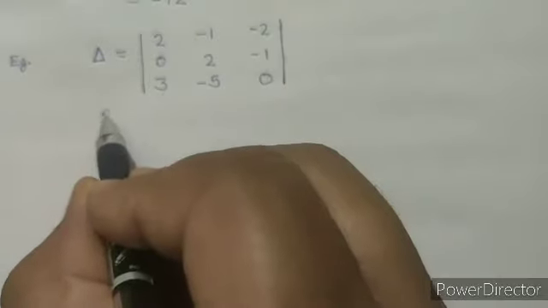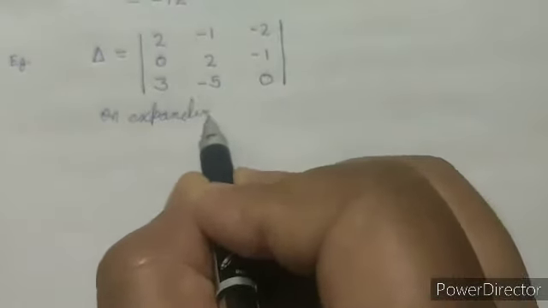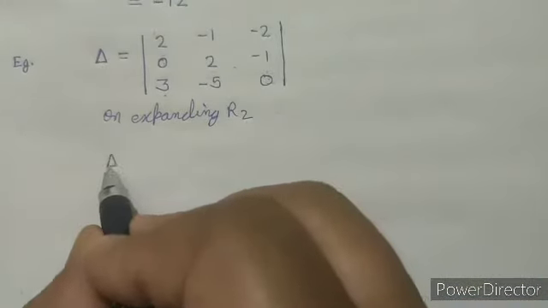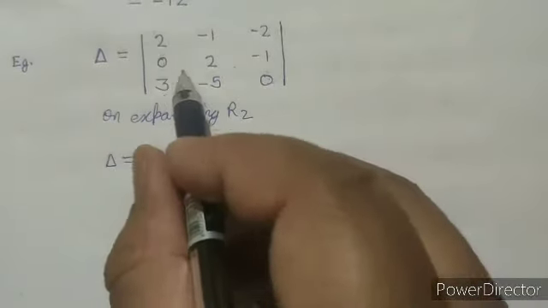So on expanding row 2, the value of delta will be equal to -1. Now we are expanding row 2.